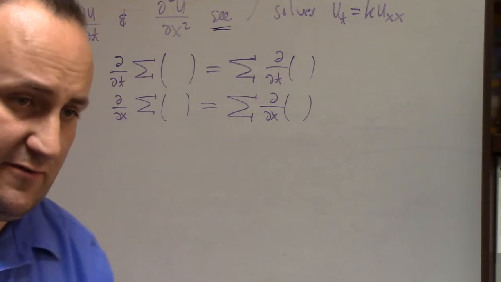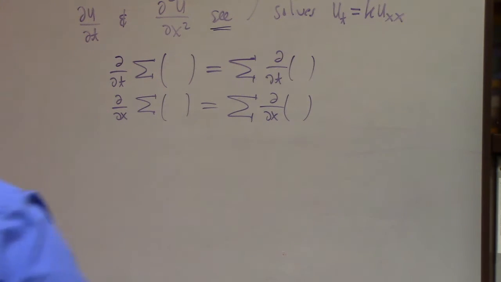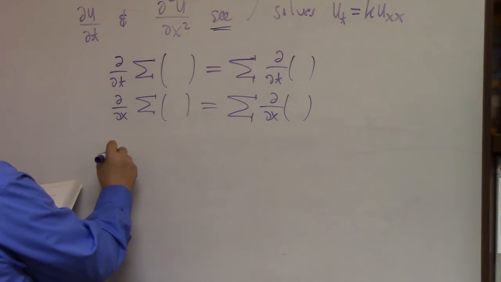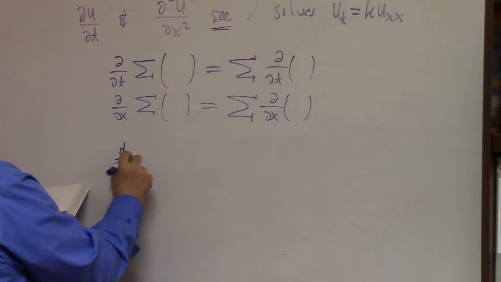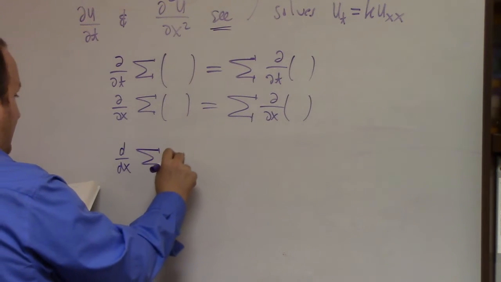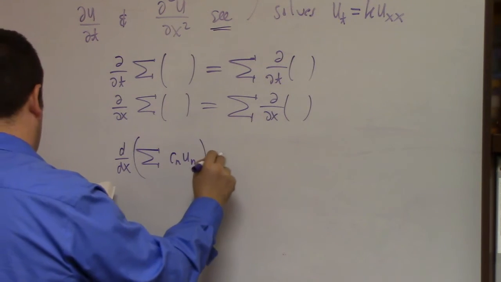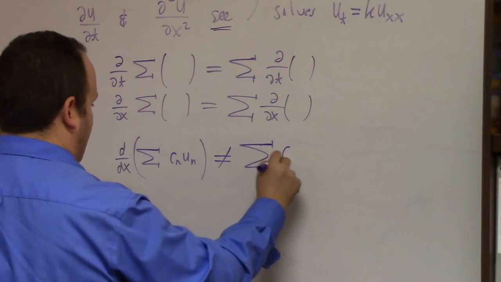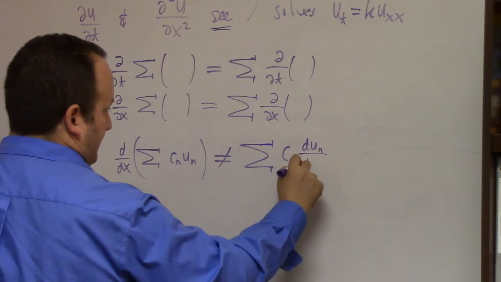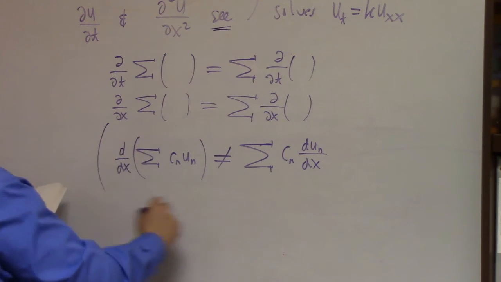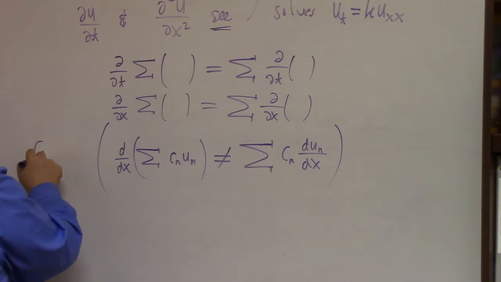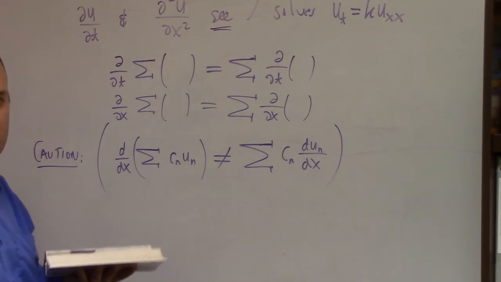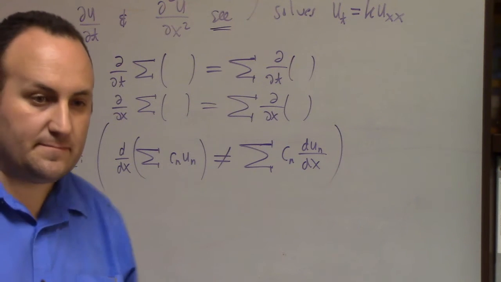In fact, no, not generally speaking. It's not possible to do that. So here's the cautionary tale. Generally speaking, d/dx of the sum of Cn un is not equal to the sum over Cn dun/dx. This is a caution. You need some extra data about the series in order to make that happen.